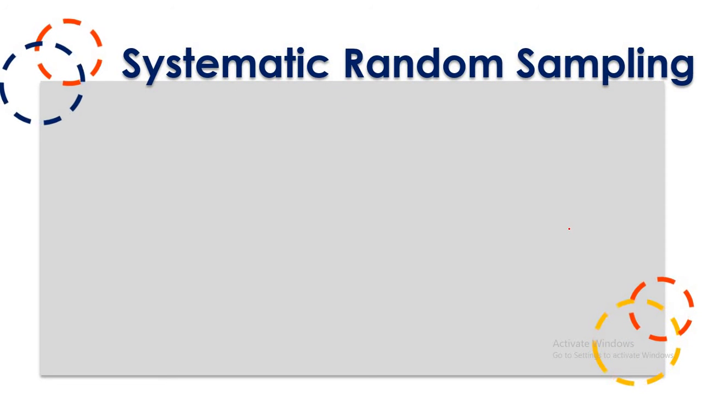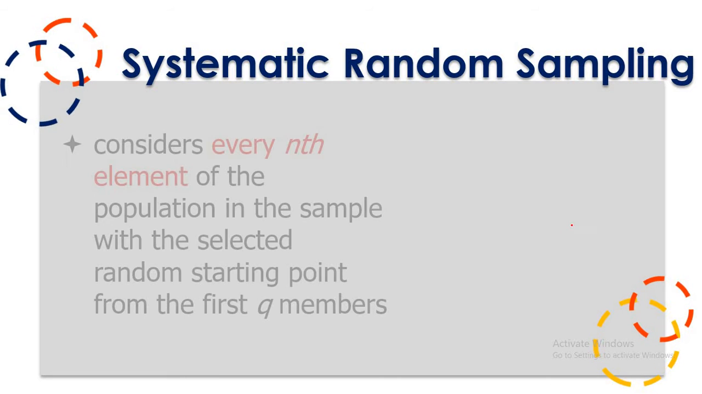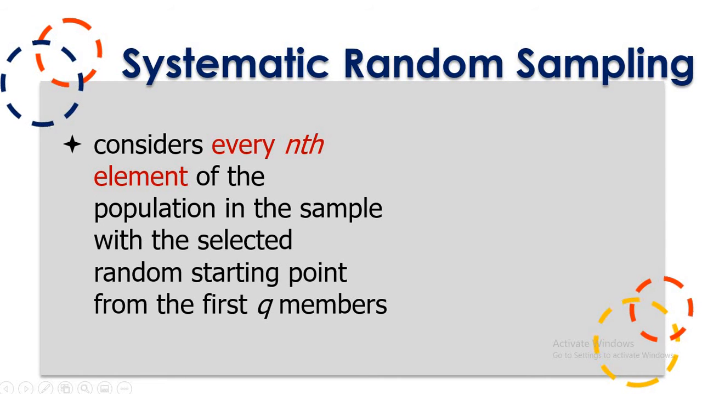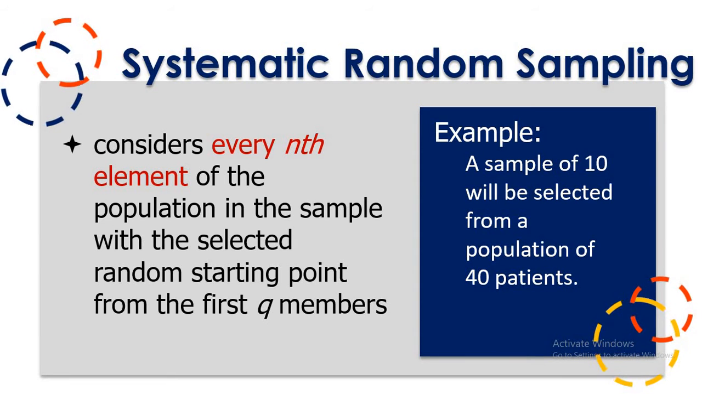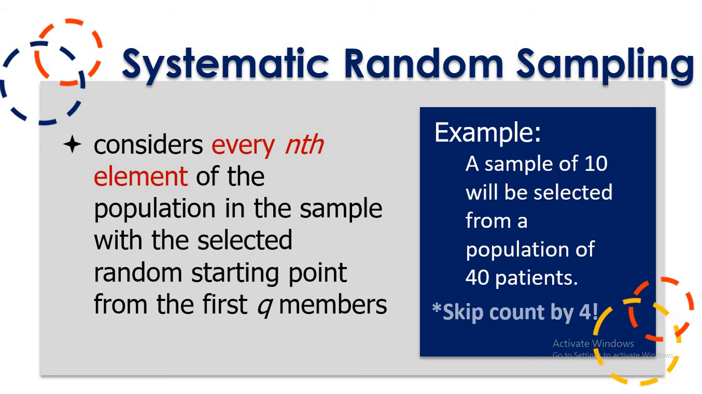The next type of probability sampling is the systematic random sampling. It considers every nth element of the population in the sample with a selected random starting point from the first Q members. An example is a sample of 10 will be selected from a population of 40 patients.